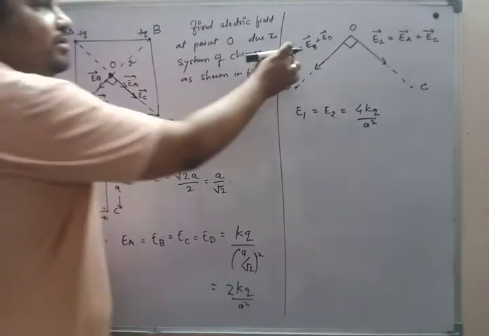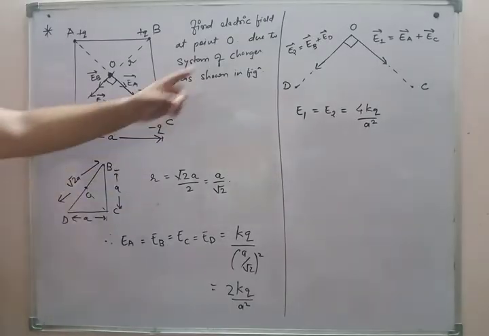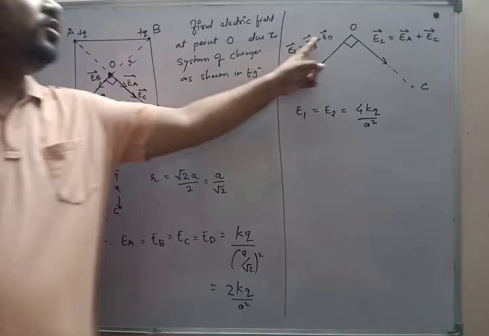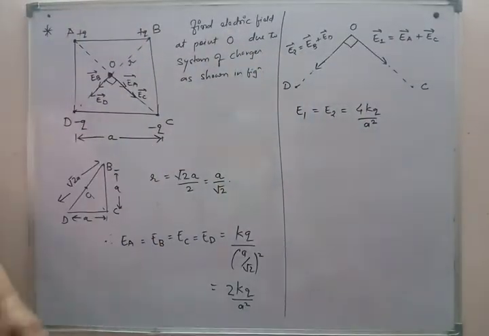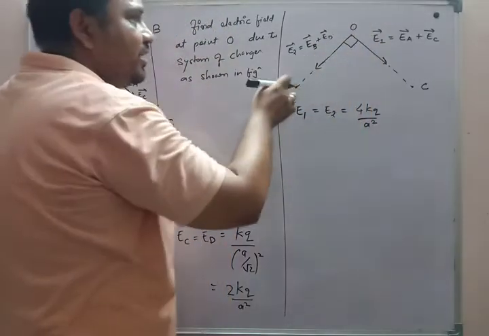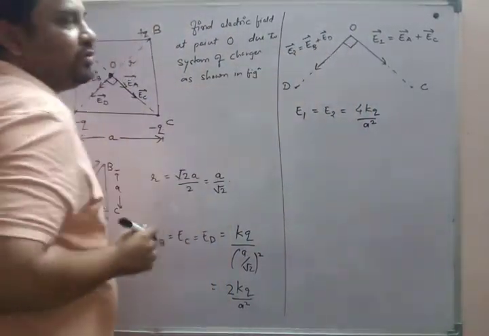Similarly, E2 is the sum of EB and ED. So that sum EB plus ED will be 2kq by a square plus 2kq by a square, that will be 4kq by a square. So these are the two electric fields, E1 towards OC and E2 towards OD, and they are perpendicular to each other.